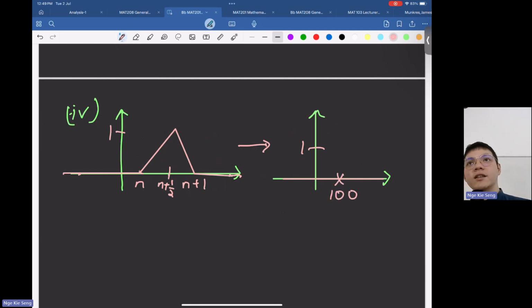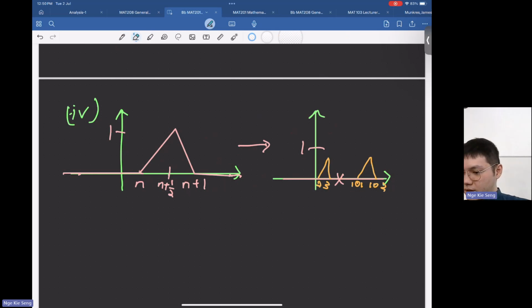For example, 100. Let's say the point 100 here. If you have a triangle at, let's say, 2 and 3, what do you do? You can take a triangle at, say, 101 to 102. So you can find an n. Does it make sense? Even if you have a triangle here, let's say 99 to 100, maybe this point is not as good. Let's pick 99 to 100 and the point 99.5.